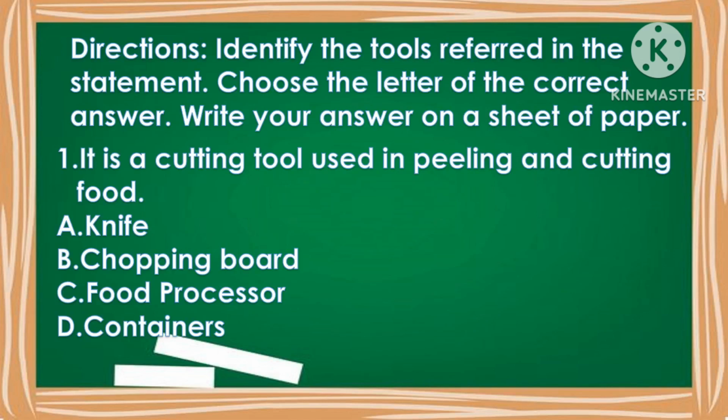Now that you have learned the different tools and equipment in preserving food, let's answer this activity. You are going to identify the tools referred in the statement. Choose the letter of the correct answer. Write your answer on a sheet of paper. Number 1. It is a cutting tool used in peeling and cutting food. A. Knife. B. Chopping board. C. Food processor. D. Containers. The correct answer is A.